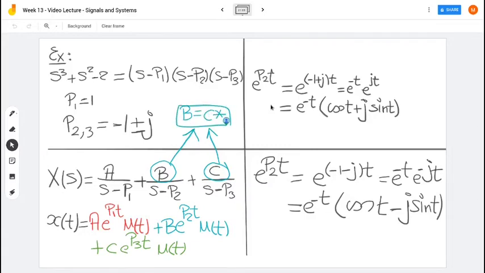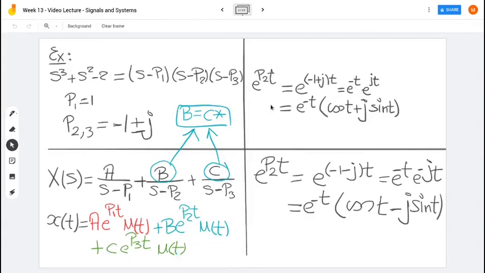After computing the constants, we can use the lookup table to do the inverse Laplace transform. So the first term, a over s minus p1, will correspond to a time domain signal a e to the power p1t u of t. And the second term, constant over s minus p2, will correspond to b e to the power p2t u of t, similarly for the third term.